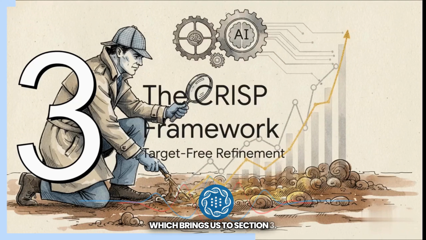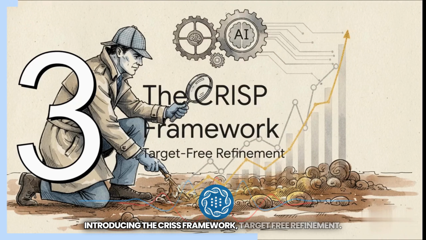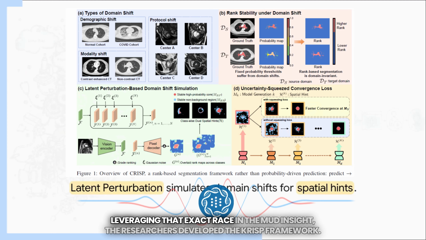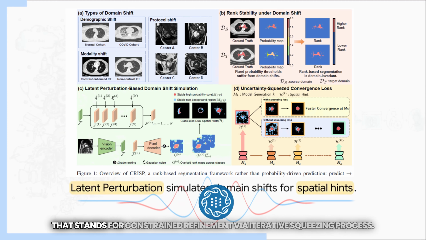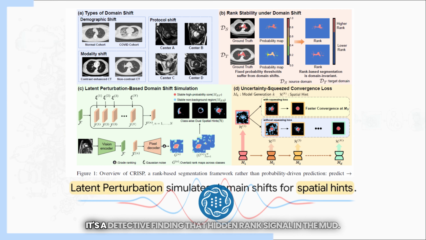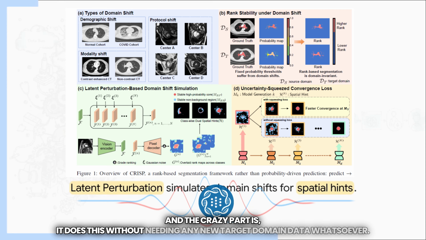Which brings us to Section 3, introducing the CRISP framework, target-free refinement. Leveraging that exact race-in-the-mud insight, the researchers developed the CRISP framework. That stands for Constrained Refinement via Iterative Squeezing Process. I like to think of CRISP as a detective. It's a detective finding that hidden rank signal in the mud. And the crazy part is it does this without needing any new target domain data whatsoever.